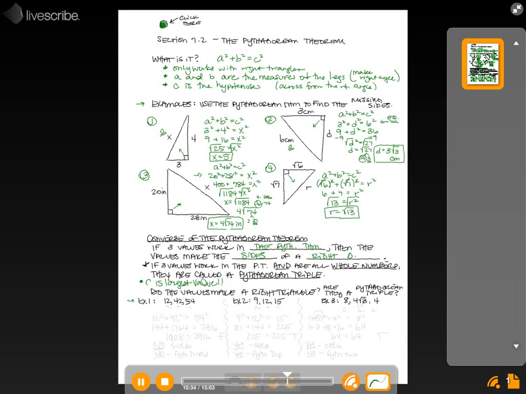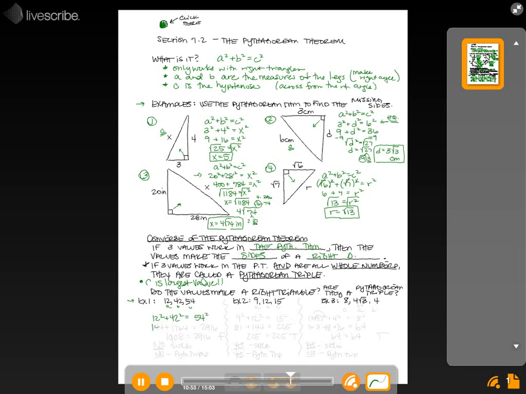They have 12, 42, and 54. I just said C has to be the biggest one, and then A and B could be either or. It doesn't matter. So what we're going to do is we're going to take those values and we're going to plug them into the Pythagorean theorem. And we're going to see if they equal each other.